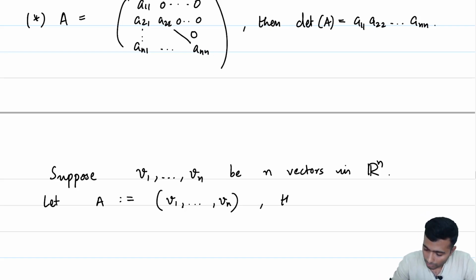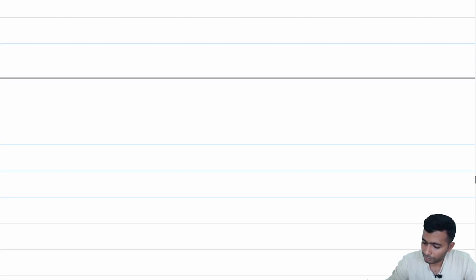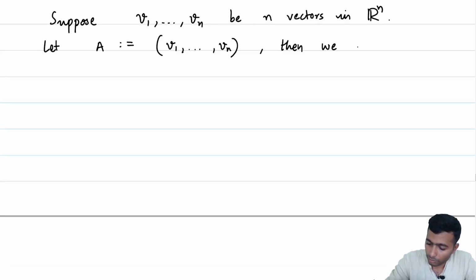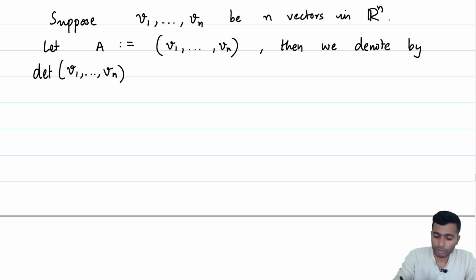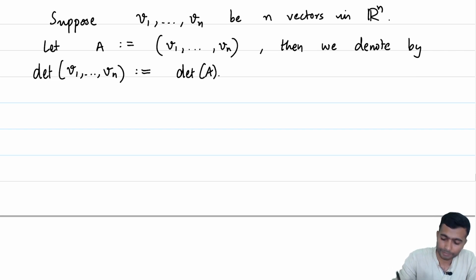Then we denote by det or determinant of V1, V2 up to Vn to be equal, by definition, to the determinant of the matrix A. So, the order in which V1 to Vn are being taken does matter. We will come to that in some time. Okay, let us now look at some properties of the determinant.